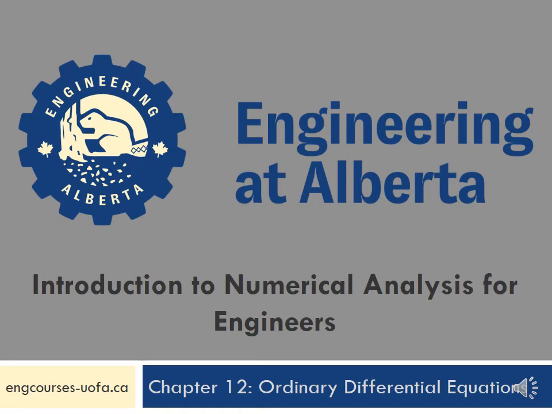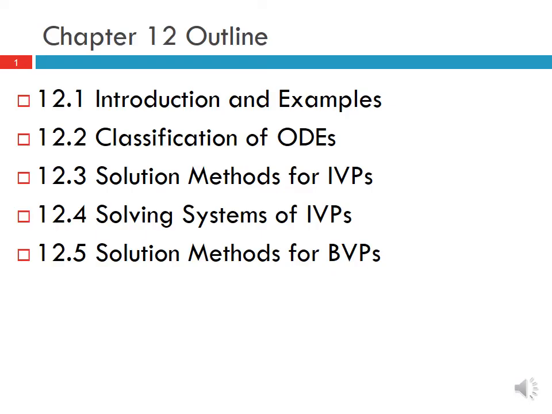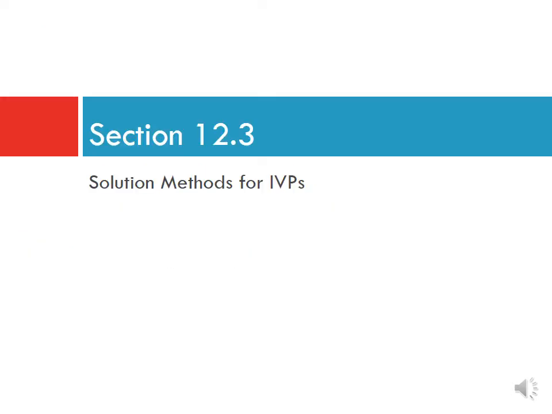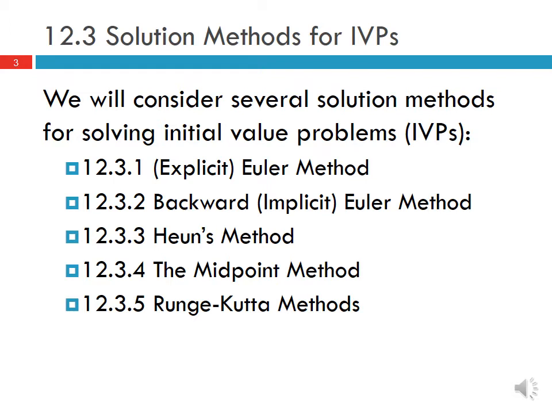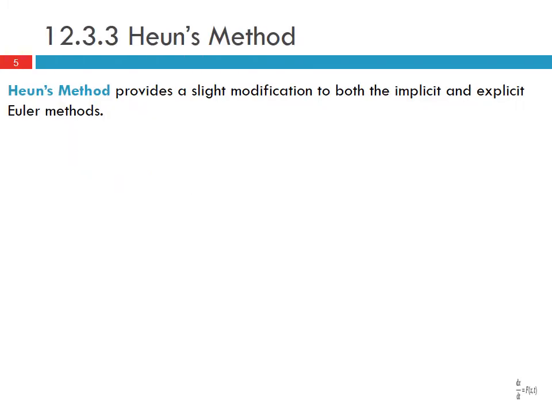In this video, we're continuing our discussion of methods to solve ordinary differential equations. So we were going through different solution methods for initial value problems, and in this video, we're specifically going to be talking about Heun's method. Heun's method provides a slight modification to both the implicit and explicit Euler methods.